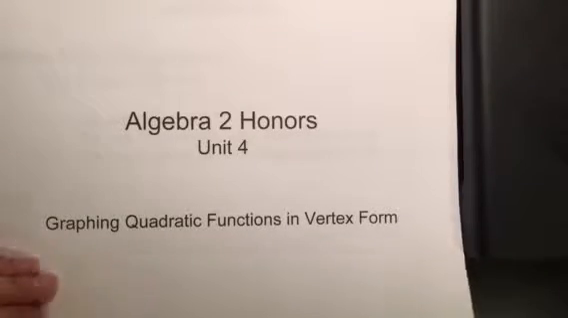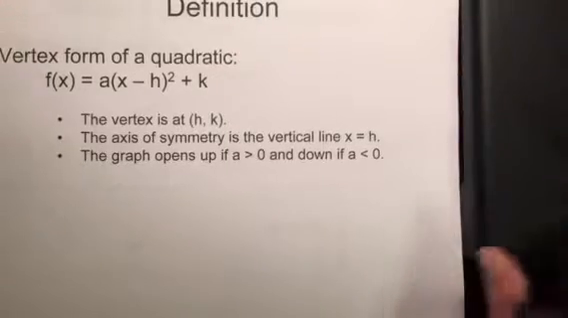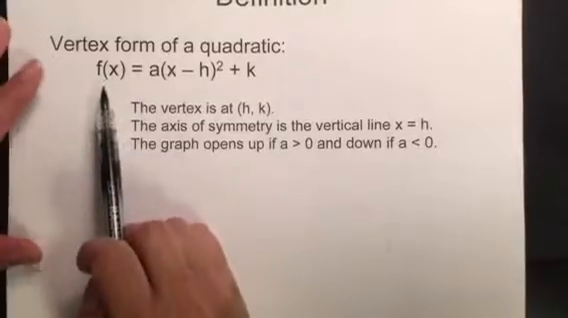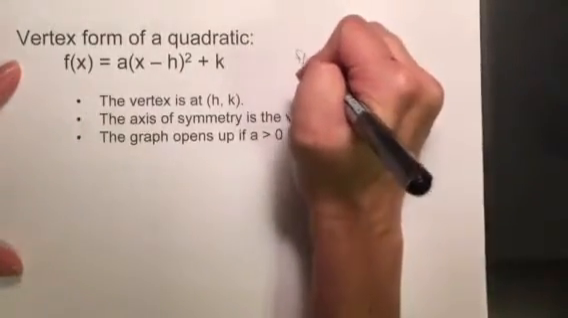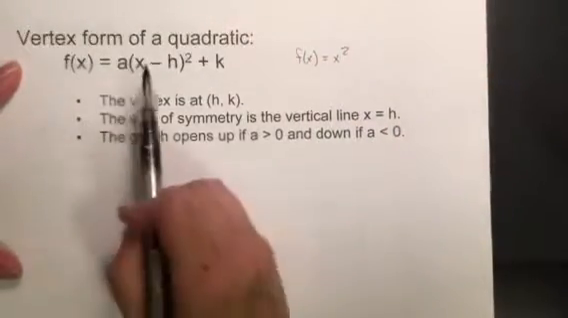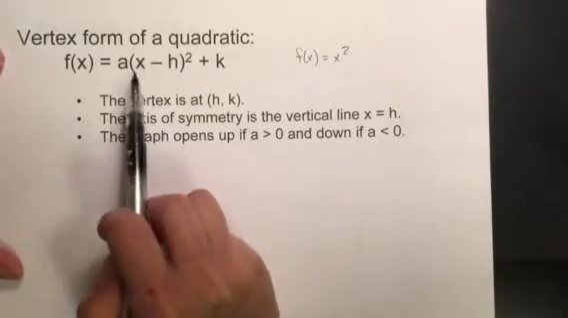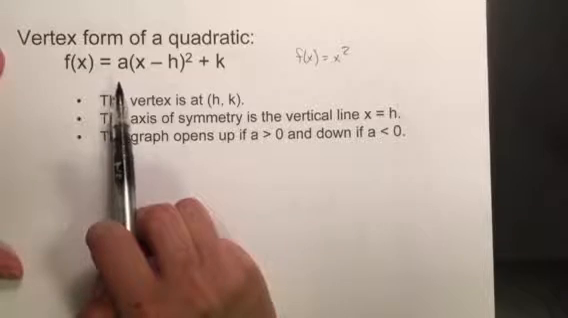Graphing quadratic functions in vertex form. All right, so vertex form of a quadratic is set up the following. If you recall, the parent function for a quadratic is x squared. And here we have a variation of that. We've seen a little bit of this before when we did transformations.